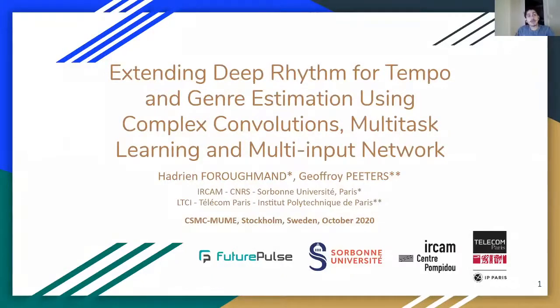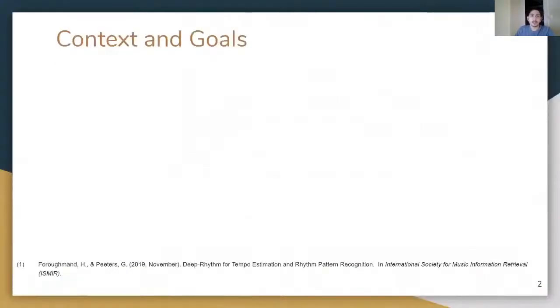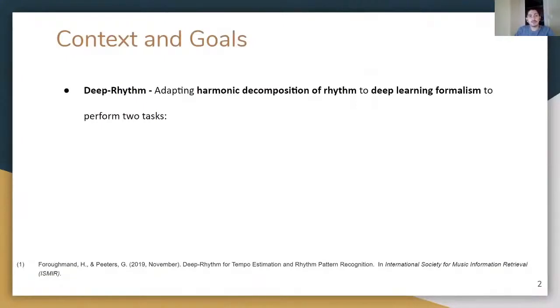Hello everyone, I'm Adrien Foroughmand, and today I will present to you our work with Geoffroy Peters, which has been financed by the Future Pulse project at IRCAM, named Extending Deep Rhythm for Tempo and Genre Estimation using Complex Convolutions, Multitask Learning, and Multi-Input Network. So the Deep Rhythm method has been published at ISMIR 2019.